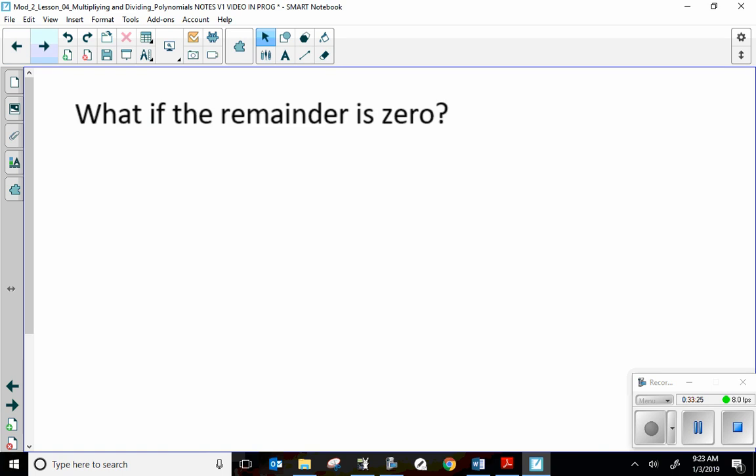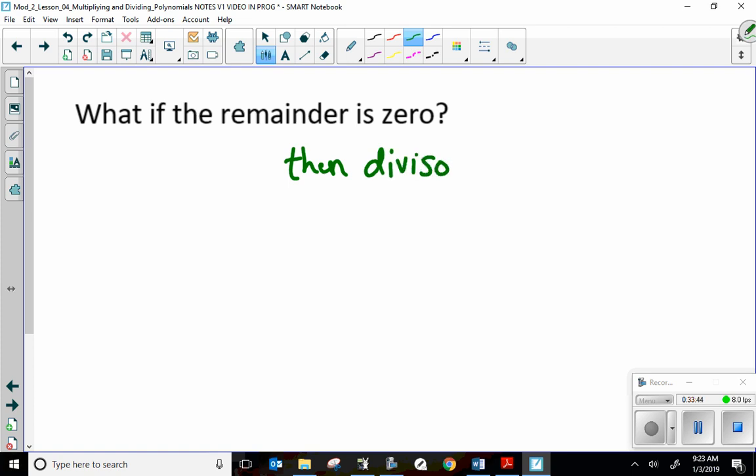So why is that critical? Because what happens if the remainder is 0? What do I know about division and multiplication if I divide something and I get a remainder of 0? If a remainder is 0, then your divisor, the number or expression that you're dividing by, is a factor.